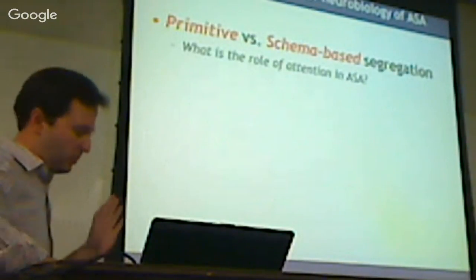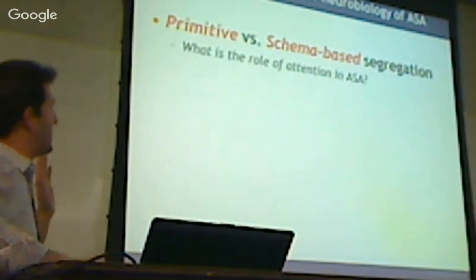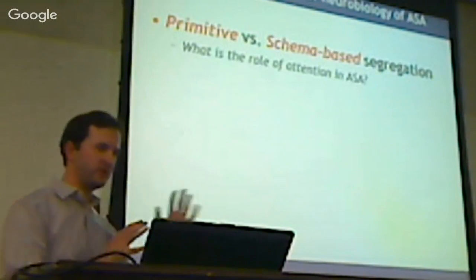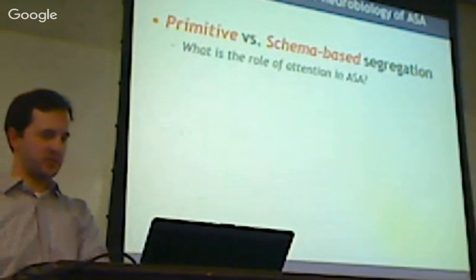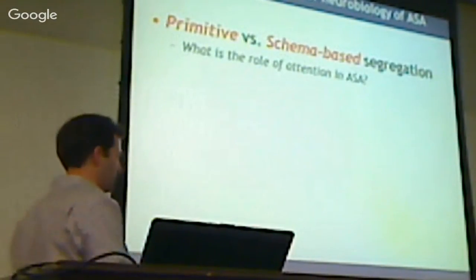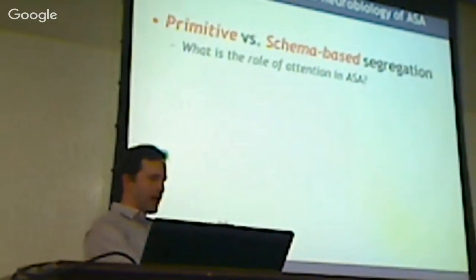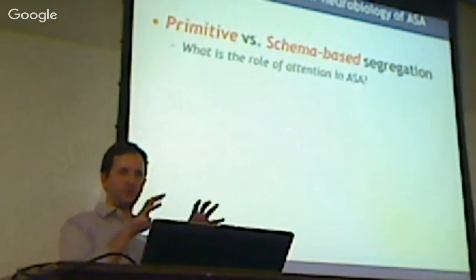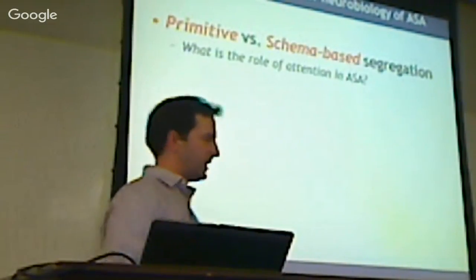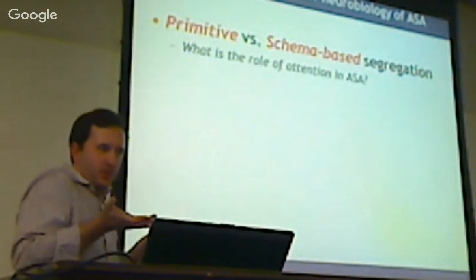So there's two basic modes of thinking about ASA. One is a primitive approach. One is the schema-based approach. The primitive school of thinking suggests that we're extracting these acoustic features, maybe putting them together in some meaningful way. That's how we arrive at figuring out what's there. So that's a bottom-up approach.